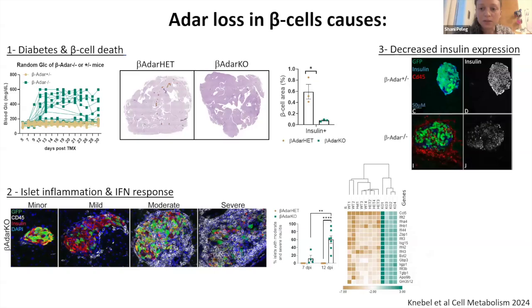And the third thing that we saw was decreased insulin expression in inflamed islets of beta ADAR knockout mice. So there's an inflamed islet here of a beta ADAR knockout mouse, and we see decreased insulin staining in the same islet. So ADAR deletion in beta cells had a very dramatic response with detrimental effects to beta cells.